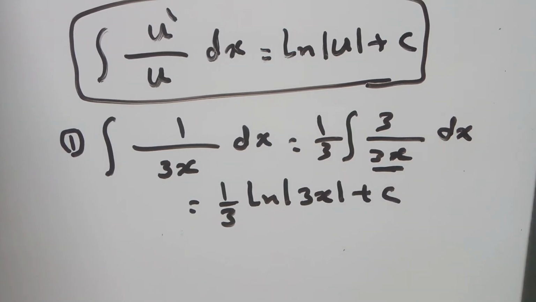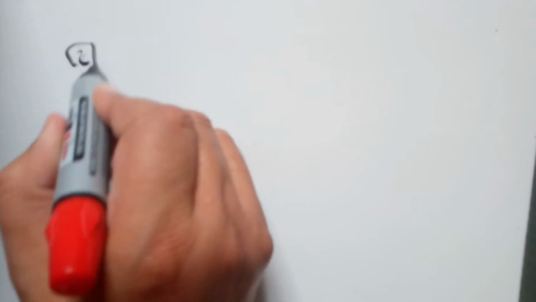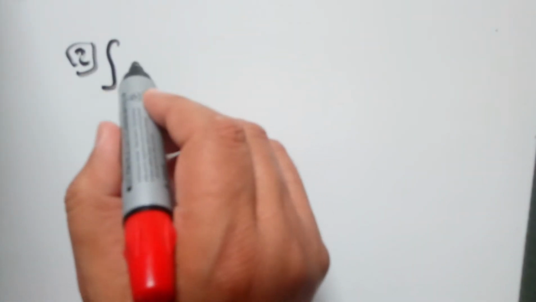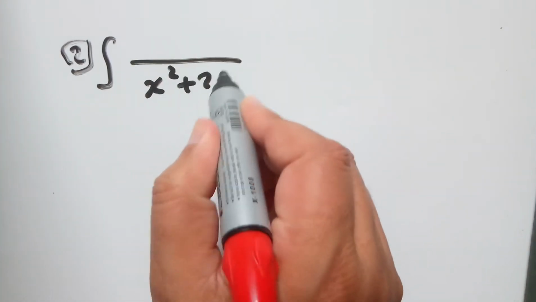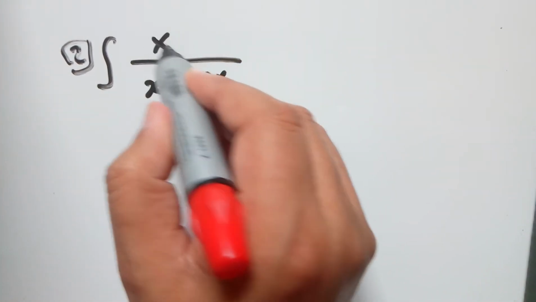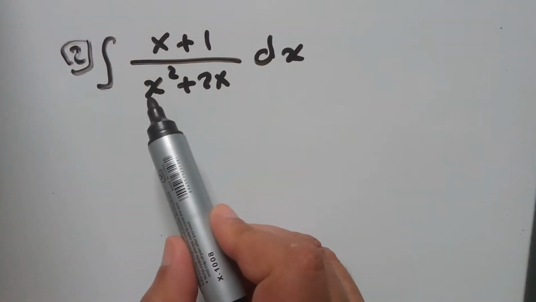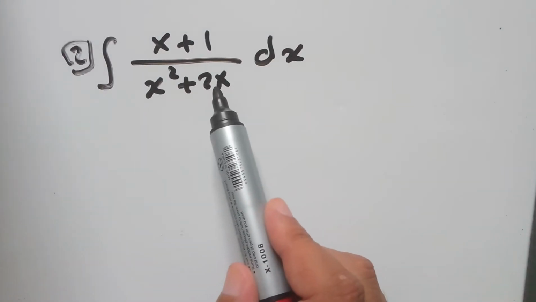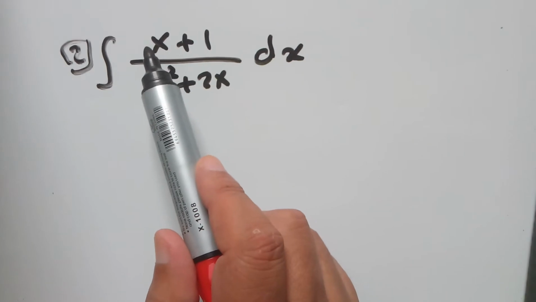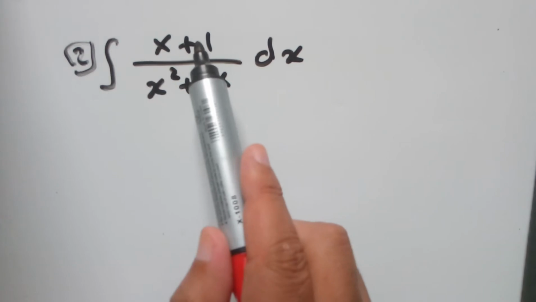In the same way, you can solve many examples on this rule. Like what? Integrate, if you have here in the denominator x squared plus 2x and up you have x plus 1 with respect to x. Here if you ask yourself what is the derivative of x squared, it is 2x. What is the derivative of 2x? It is 2. But in the numerator we have x plus 1.